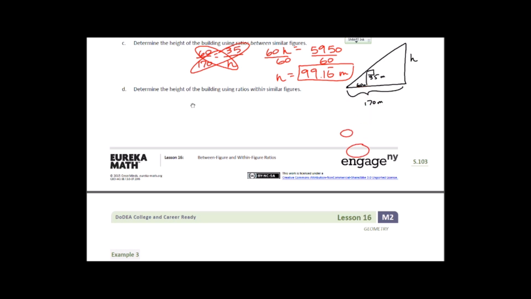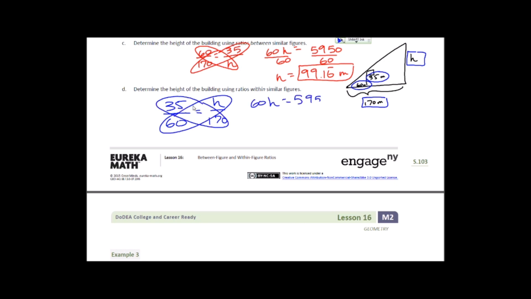Now the last method is by using the within similar ratios, where I'm looking at the height of the flagpole divided by the shadow length, for example, and that's equal to the height of the building divided by the length of the shadow of the building. And again, this is a height to shadow ratio for both of them. And then once I have the proportion, I solve it. And again, I get 99.16 repeating meters.